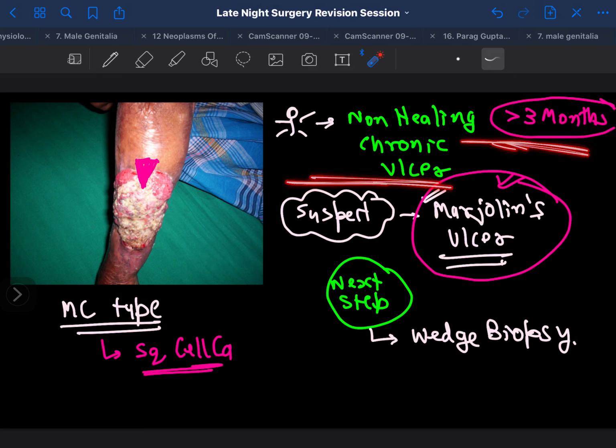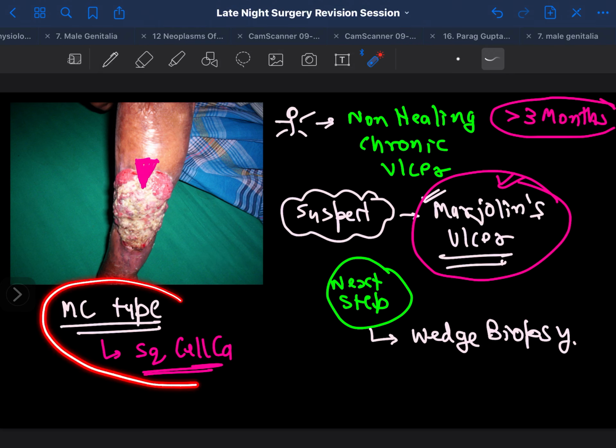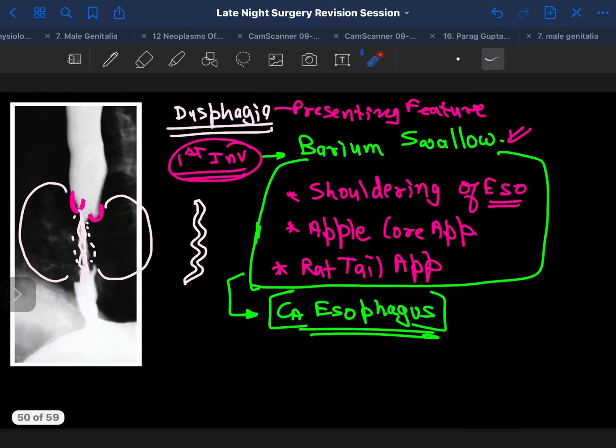So the only point which I wanted to make over here is that if you have a chronic non-healing ulcer of more than 3 months, you suspect that a malignancy would have developed over here, and then you go in for a wedge biopsy, basically to rule out malignancy. If at all you get a malignancy, the most common type which you will get is a squamous cell carcinoma.